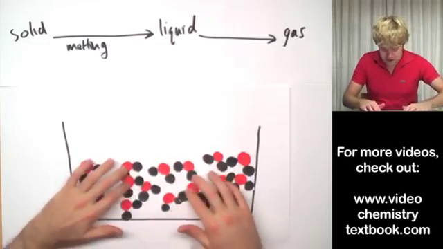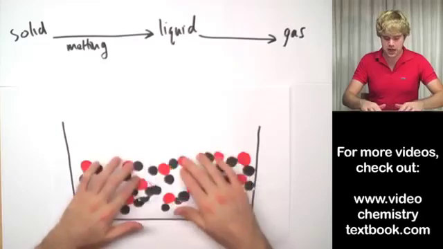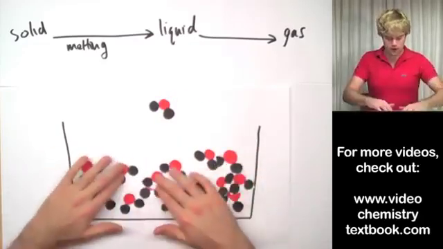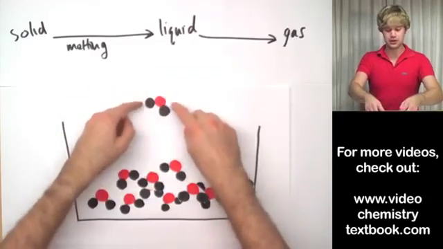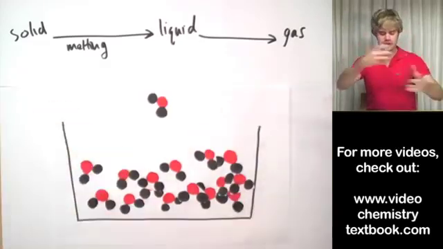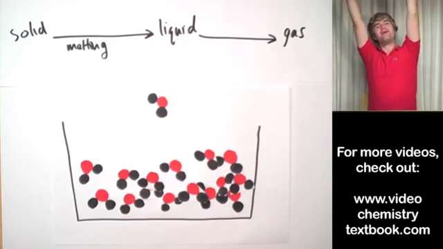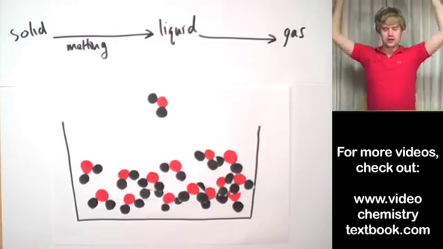so fast that every once in a while, one of them is going to be moving so fast that it's able to jump right out of the liquid. And when it does so, it's going to become a gas. It's going to jump out here into the air. This is like a wild, crazy mosh pit that is moshing so hard and so fast that they can throw people out of the mosh pit and they fly out into the air and just fly away.